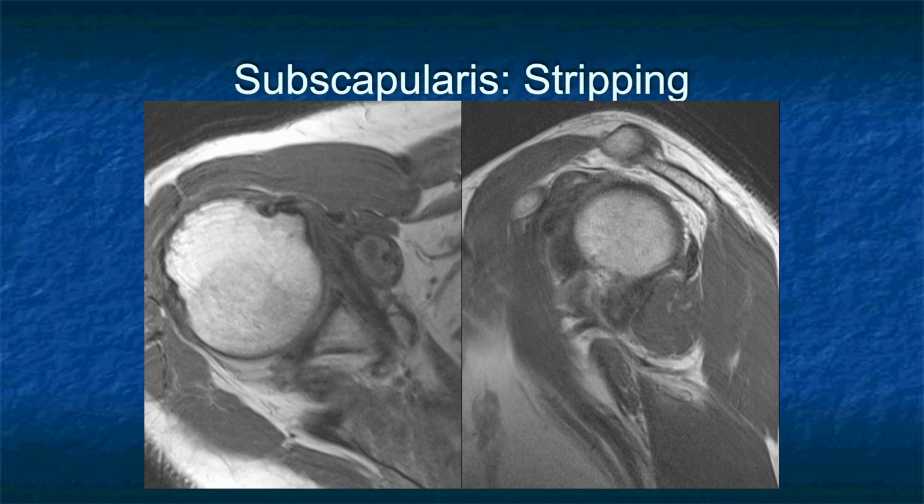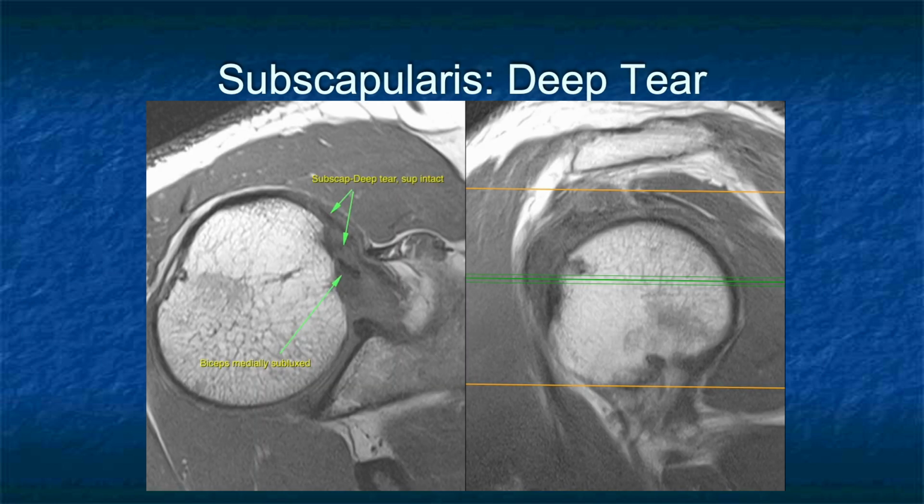Okay, and this is just stripping of the fibers along the length of the subscapularis that occasionally happens. So when you read these scans, you'll say that the subscapularis looks continuous, but the surgeon will say there's no subscapularis function.